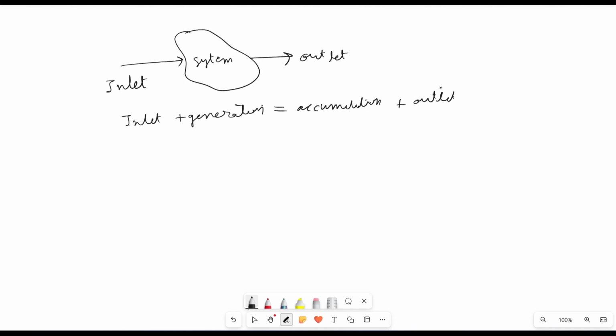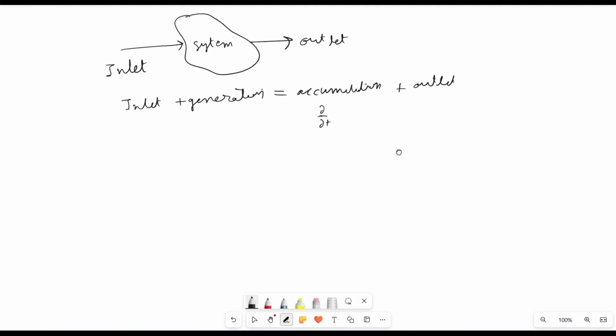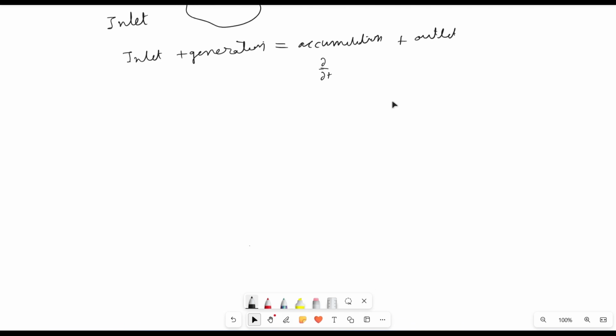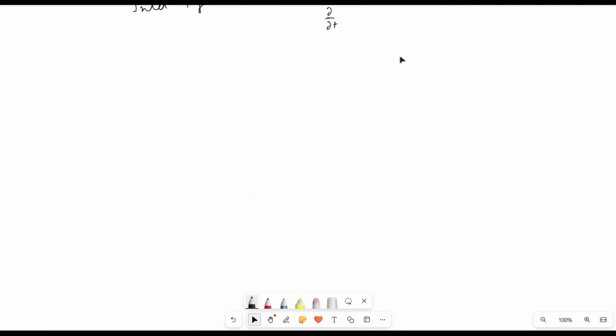So the accumulation term will have a certain time derivative, del by del t or d by dt. If it is fixed in space, it depends. So this is the basic balance of any system. Now with this knowledge or with this concept, we will go further and we will study three broad categories of reactors.